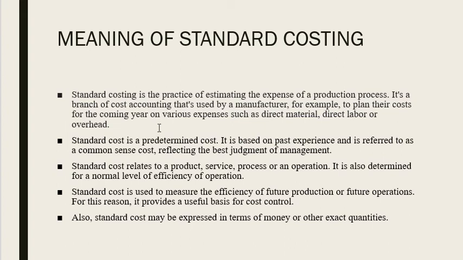It is a branch of cost accounting that is used by manufacturers, for example, to plan their costs for the coming year on various expenses such as direct material, direct labor, or overheads. Next, standard cost is a predetermined cost. It is based on past experience and is referred to as a common sense cost, reflecting the best judgment of management. So, as I've already discussed, standard cost is the predetermined cost.